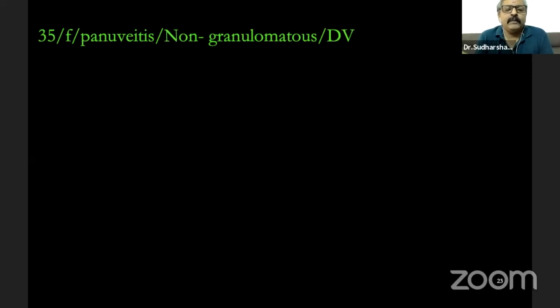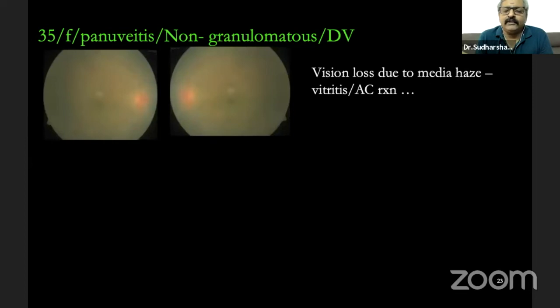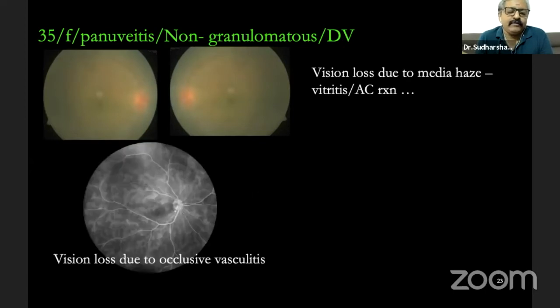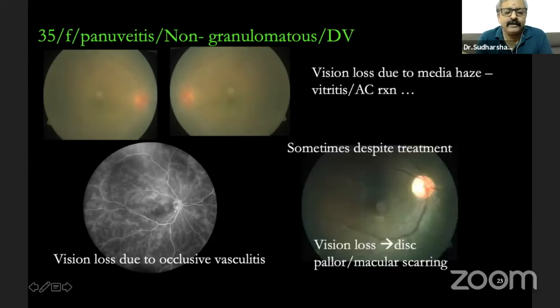This is a 35-year-old with panuveitis, non-granulomatous uveitis presenting with vitritis. So we thought the vision loss in this patient is due to this media haze, vitritis, and anterior chamber reaction. But then when you do FFA, you realize that the vision loss is something more, because of the occlusive vasculitis, because of the capillary ferning.